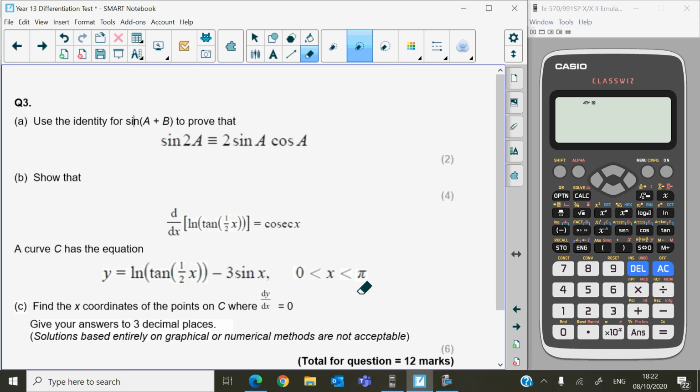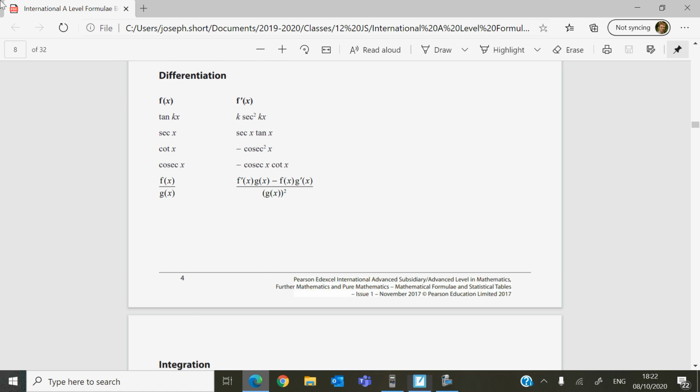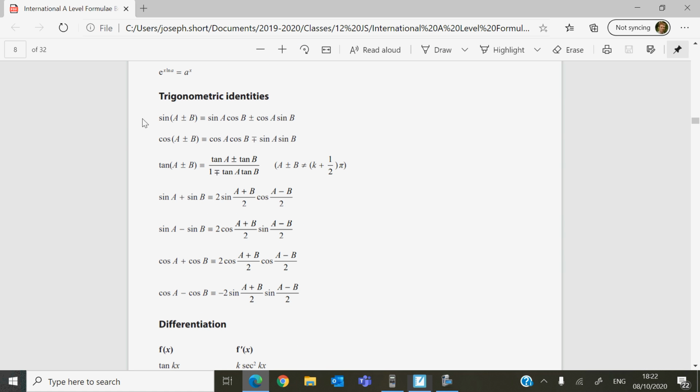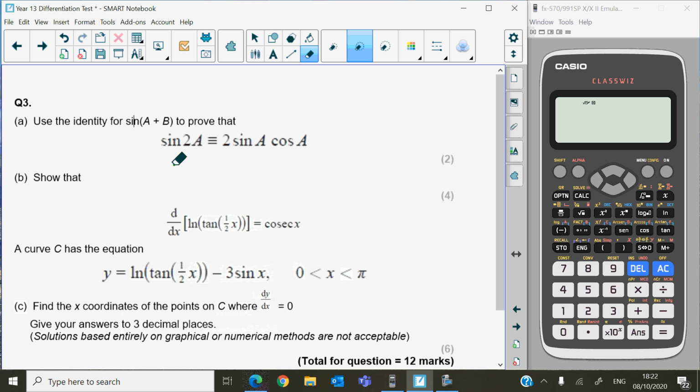The last part. Question 3, use the identity for sine A plus B to prove that sine 2A is 2 sine A cos A. We are given this in the formula book. It is here. Sine A plus B is sine A cos B plus cos A sine B. That's going to be the first thing I'm going to write down.